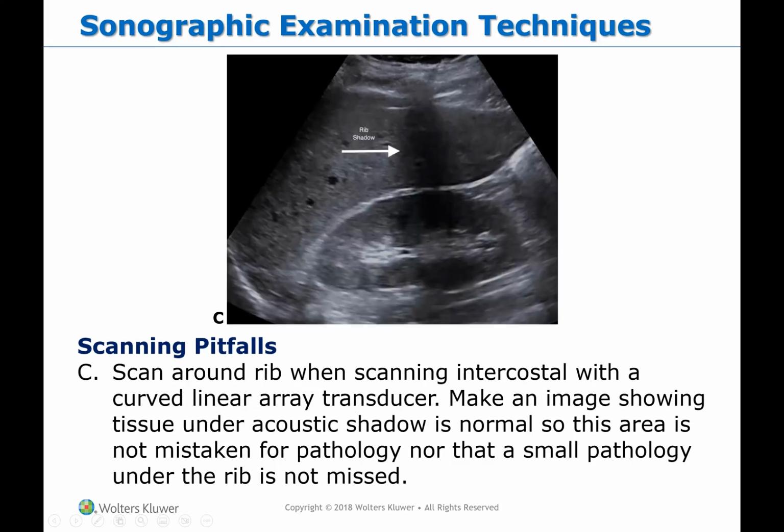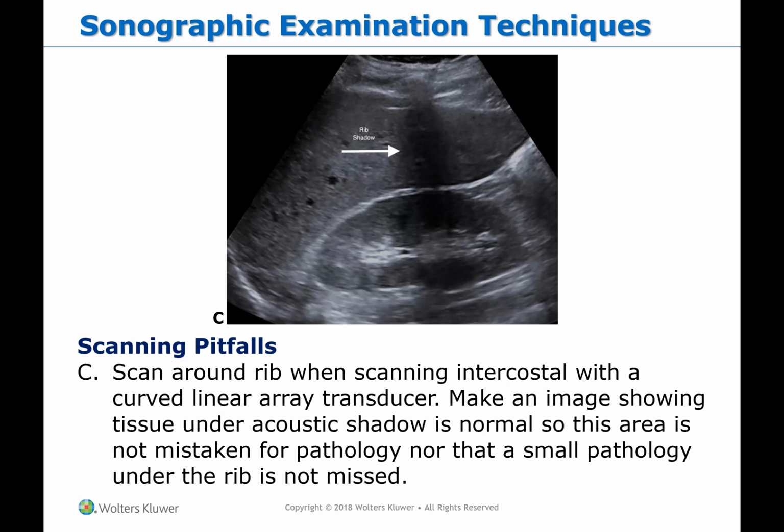Rib shadows are a huge scanning pitfall for the liver. And what you're going to get into when you get into lab and you're practicing, you guys are young, healthy people. So you're going to be able to see the liver really well, and you won't have to deal with rib shadows as much because you won't have to scan through the ribs.